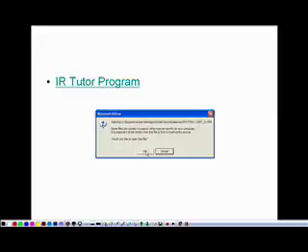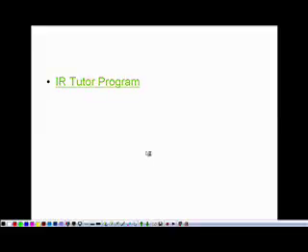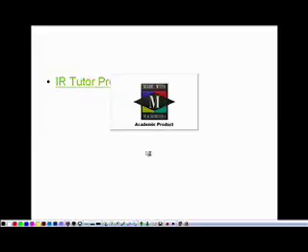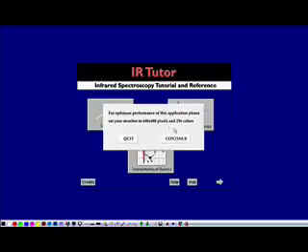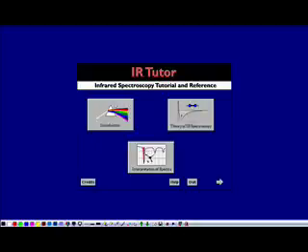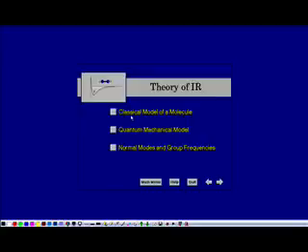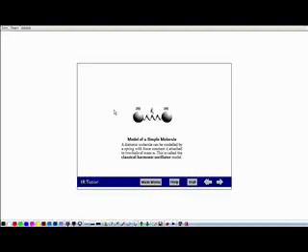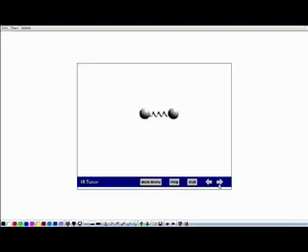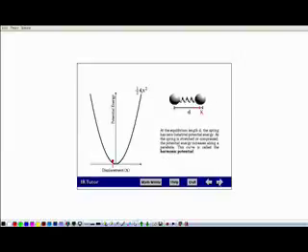I have a program called the IR Tutor that will show a little bit of how these molecules absorb with animations. So if I have my diatomic molecule, it is vibrating back and forth, and it's that vibrational frequency that is in the infrared region. Each diatomic molecule would have a slightly different frequency, so that you could excite it using different wavelengths of light.